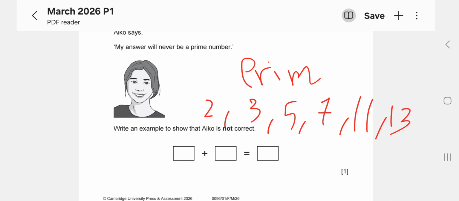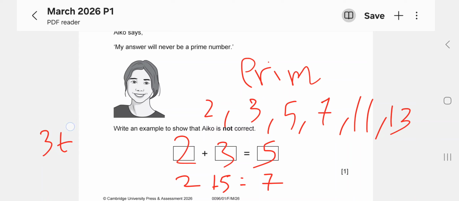So she said I will never get a prime number. My answer will never be a prime number. How come? If we added 2 plus 3, it's 5, and 5 is a prime number. If I added 2 plus 5, it will be 7, and this is a prime number. But if I add, for example, 3 plus 7, this will be 10, and 10 is not a prime number.